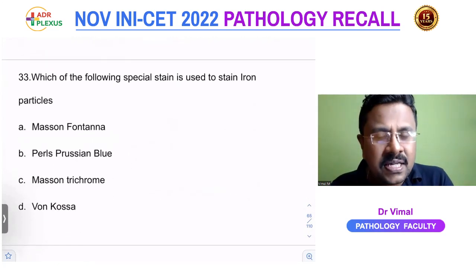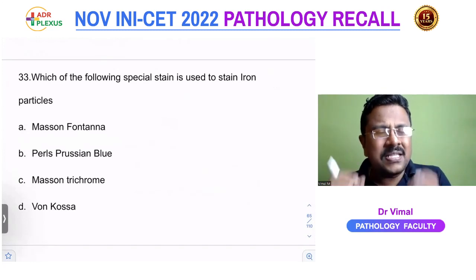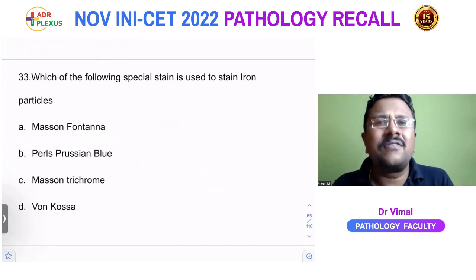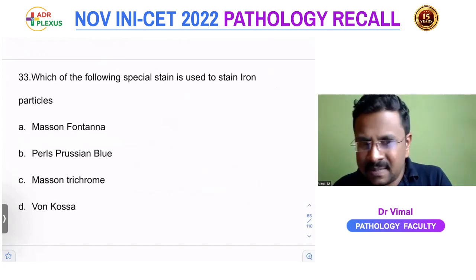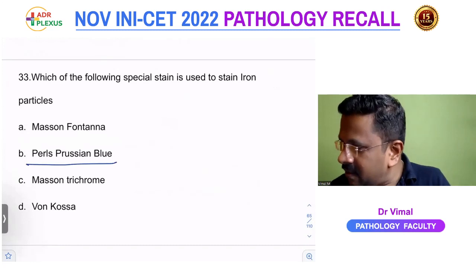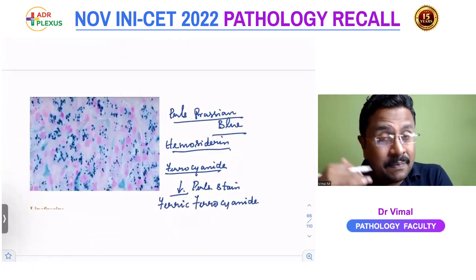Which of the following special stains is used to stain iron particles? The next question. I have told you hundreds of times, guys, about this stain for iron, and this is Pearl's Prussian blue. From this you can see that it is Pearl's Prussian blue, and you will also remember the principle.